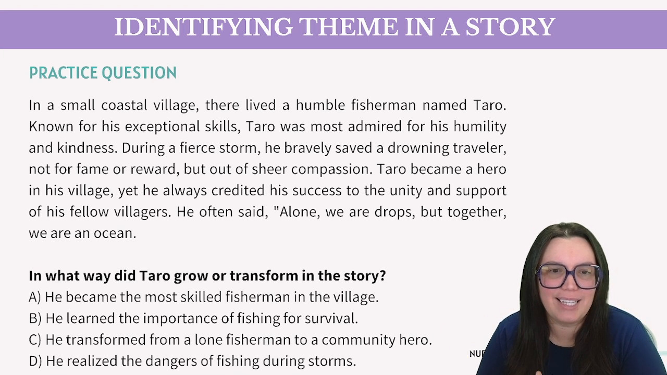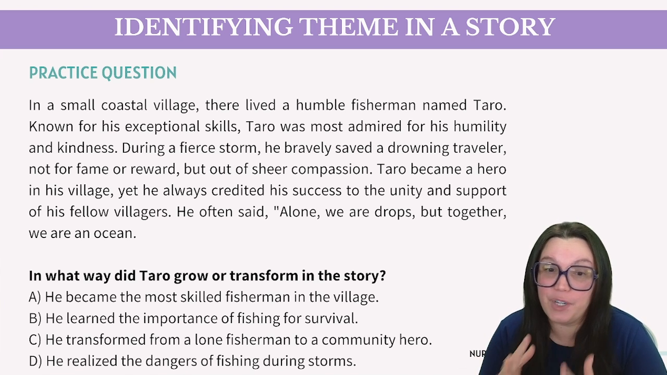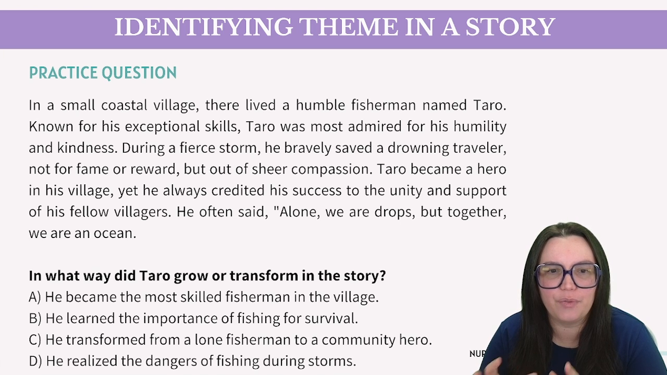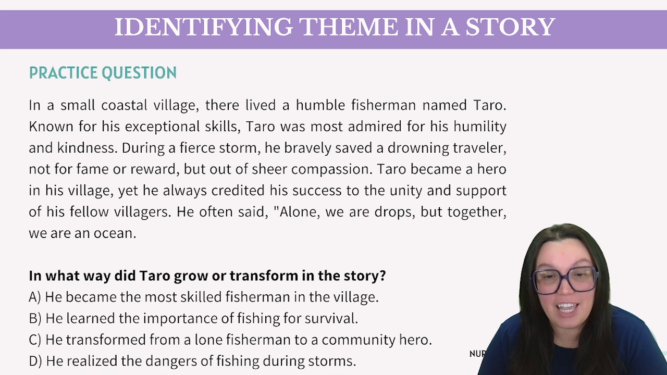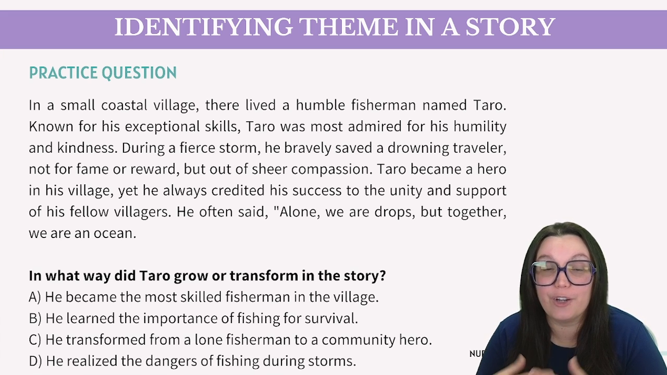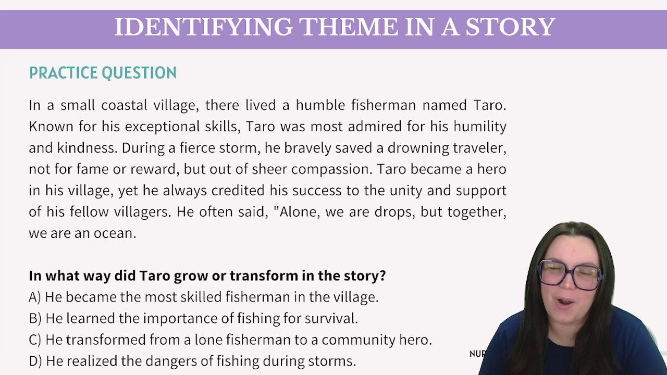In a small coastal village, there lived a humble fisherman named Taro. Known for his exceptional skills, Taro was most admired for his humility and kindness. During a fierce storm, he bravely saved a drowning traveler, not for fame or reward, but out of sheer compassion. Taro became a hero in his village, yet he always credited his success to the unity and support of his fellow villagers. He often said, "Alone we are drops, but together we are an ocean."